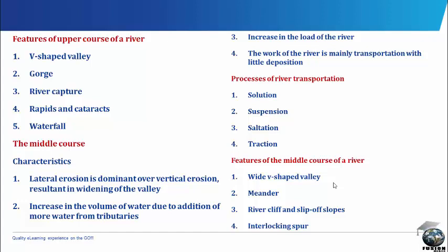The characteristics of the middle course. 1. Lateral erosion is dominant over vertical erosion, resulting in widening of the valley. 2. Increase in the volume of water due to addition of more water from tributaries. 3. Increase in the load of the river. 4. The work of the river is mainly transportation with little deposition.